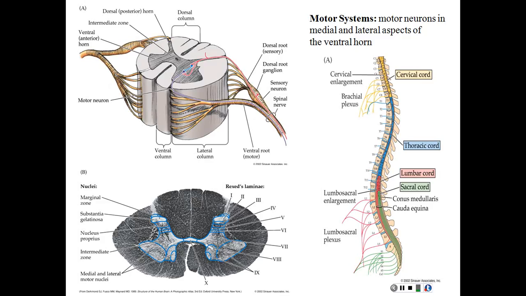So these enlargements refer to the fact that the size of the spinal cord in the cervical and lumbosacral regions are absolutely larger because you need to cram in there many more neurons to do the more precise things there than you need for the thoracic spinal cord.